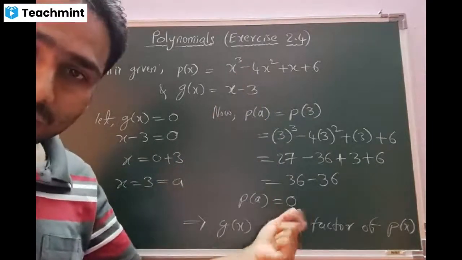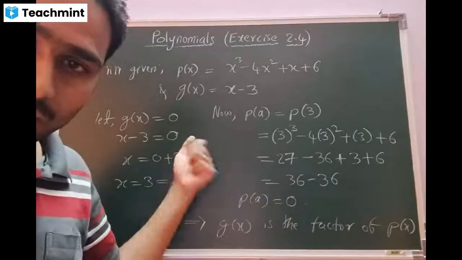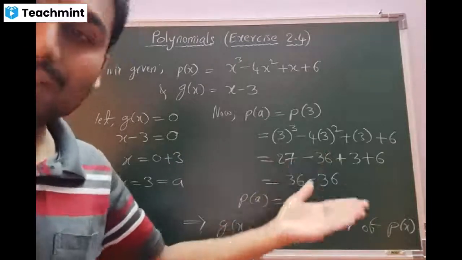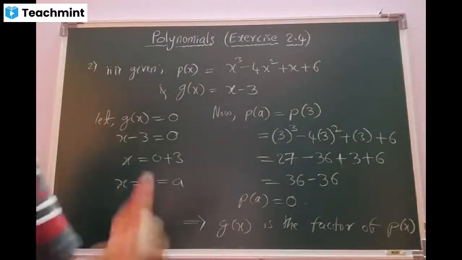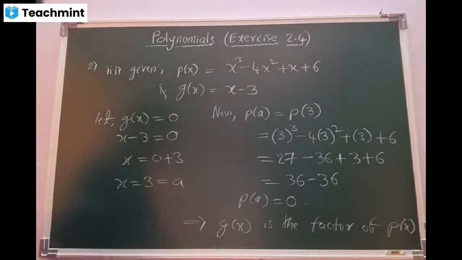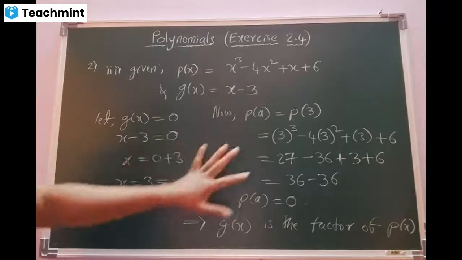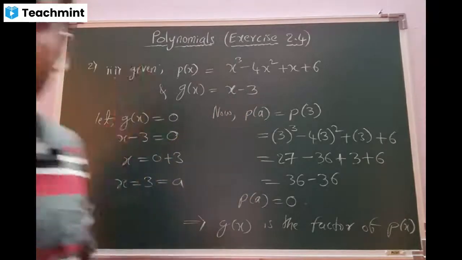See the answer. If it comes 0, Zindabad. If it comes other than 0, Murdabad. Clear, beta? Written? Yes, sir.